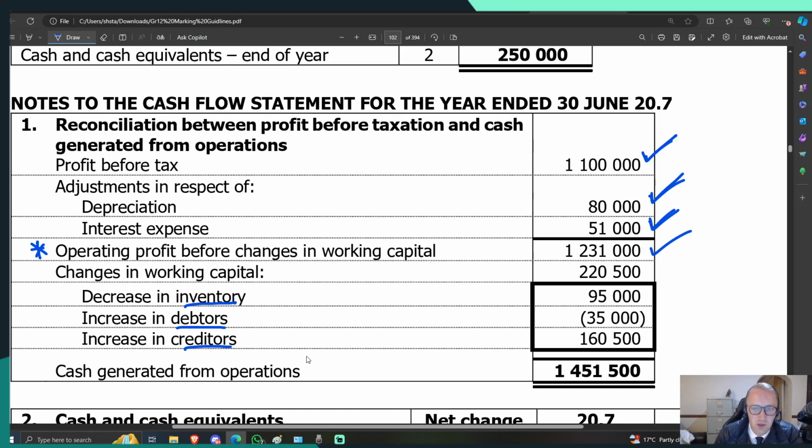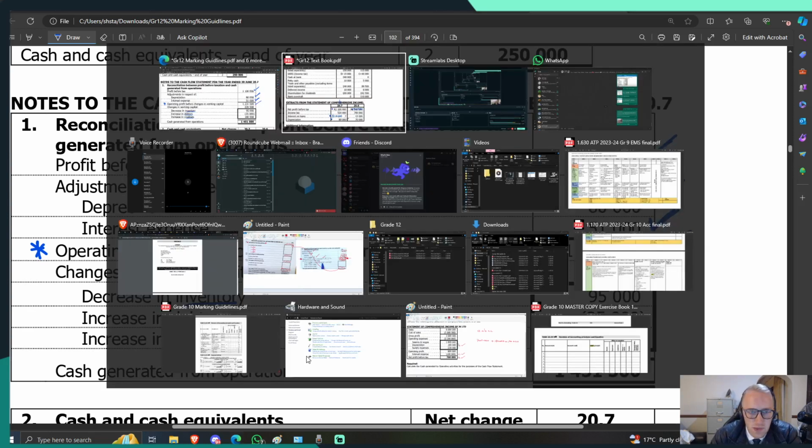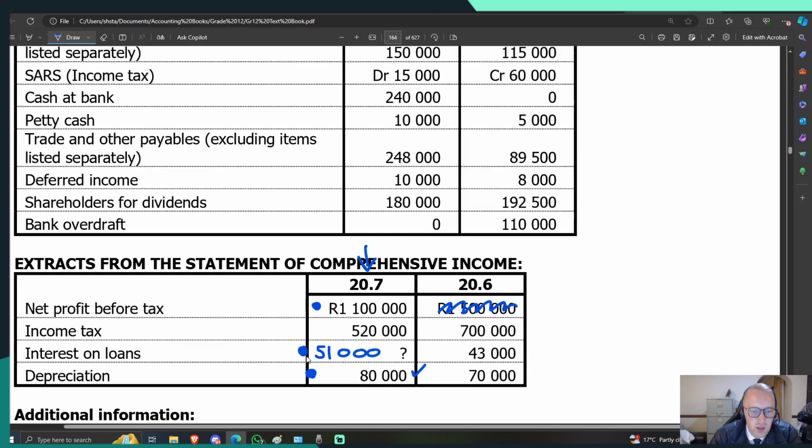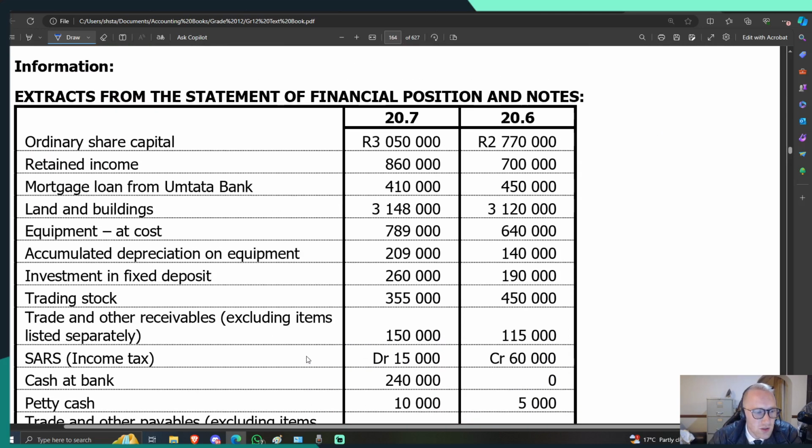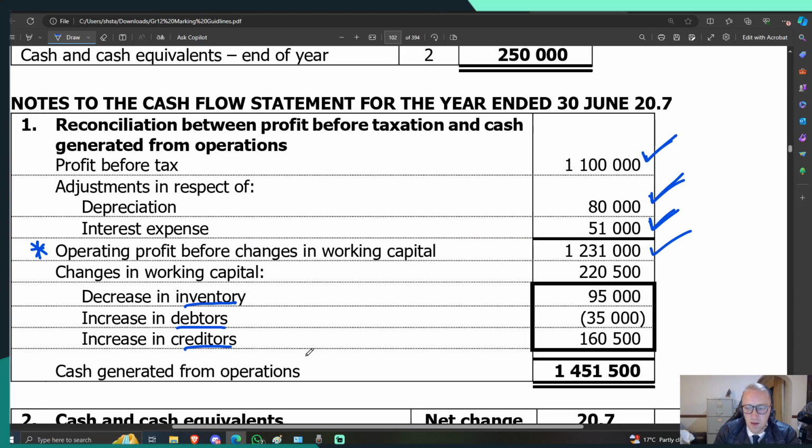So inventory, also called trading stock. Let's go to our information here. Where's our trading stock? There it is. It went from 450,000 to 355,000. That is a decrease of 95,000 in trading stock. Now, if we ended the year with less trading stock than we started the year with, that means we sold more than we bought, which means we had a net cash inflow. Because it's a cash inflow, we will not put it in brackets. So 95,000, there it is, no brackets.